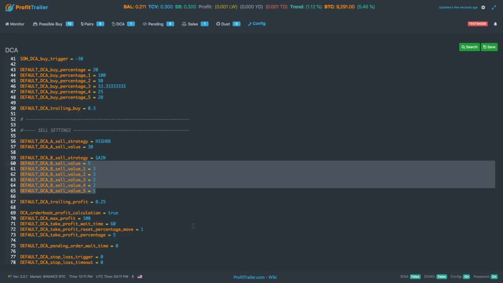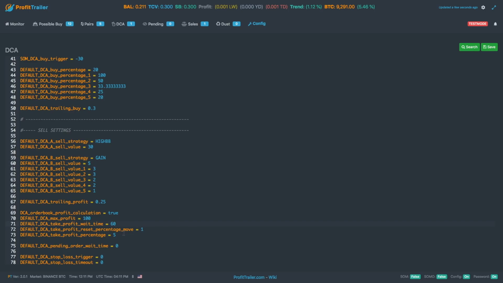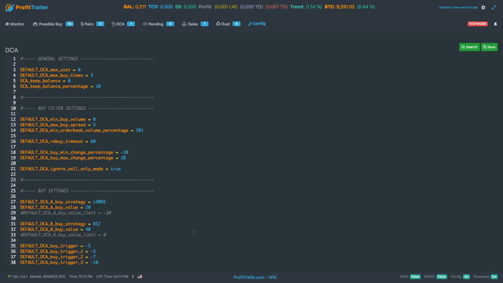And there are also some additional features that are also in the pairs config, like the take profit wait time, take profit percentage. Max profit is also an option in here. And you also have your order book profit calculation. You can turn it on or off. So yeah, there are some nice new features here for DCA for version 2.